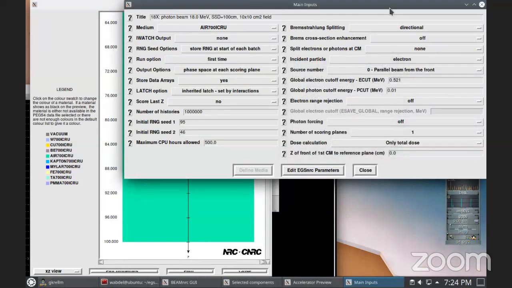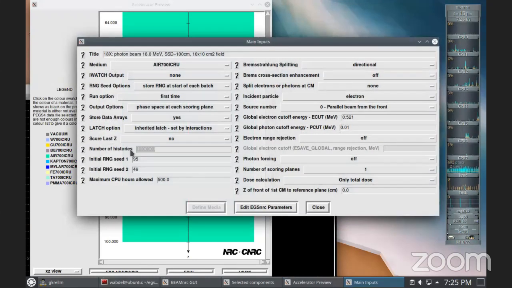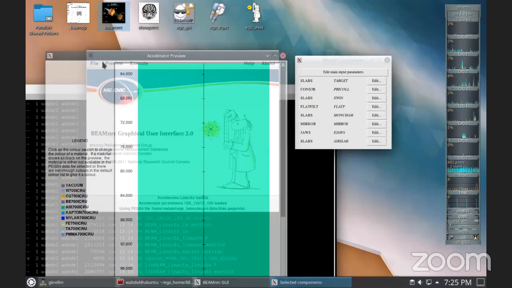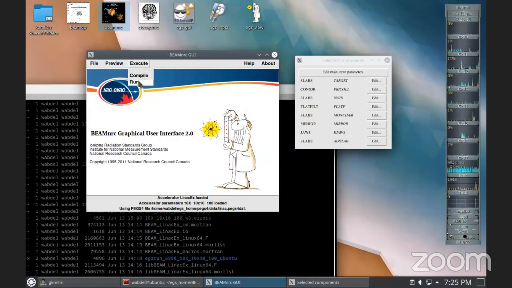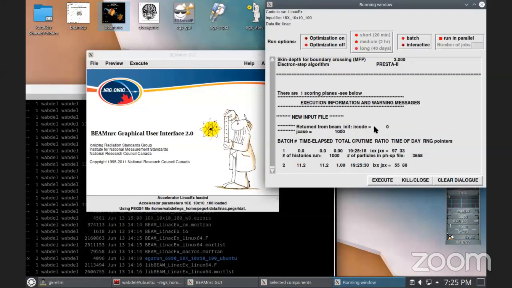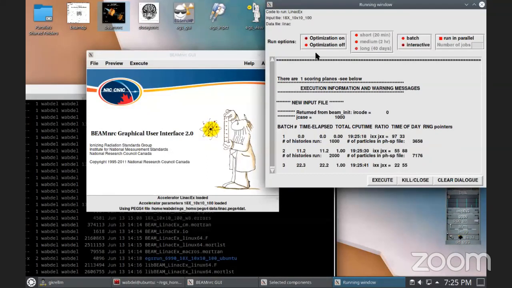Okay, now let's run a simulation. Let's do 10,000, and let's run the input file. ECAT and PCAT are just two parameters to stop tracking the particle. Leave them as 0, don't put anything. That's my advice. Everything will be taken from your text data. The latch, we're coming back to it.